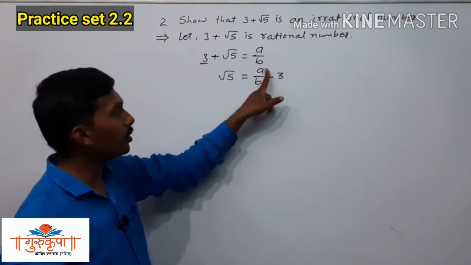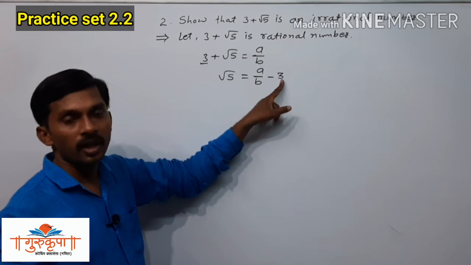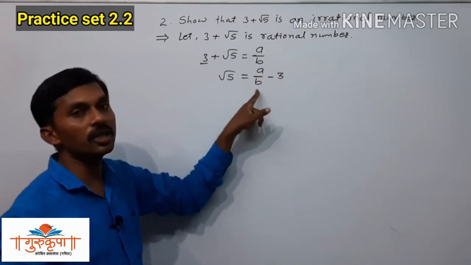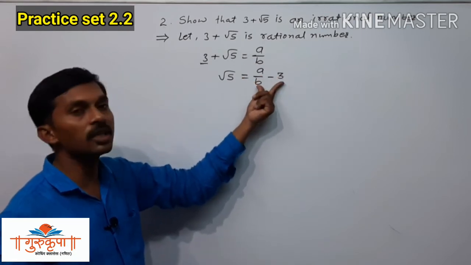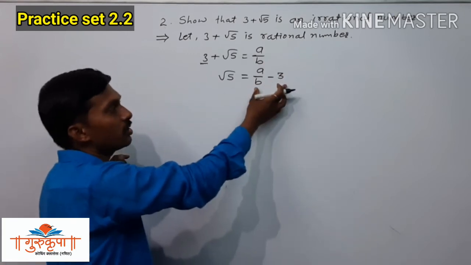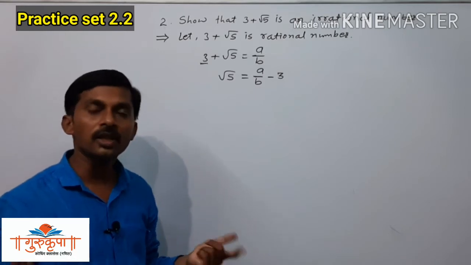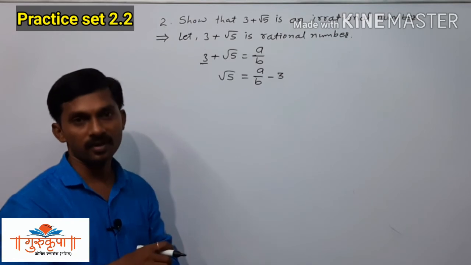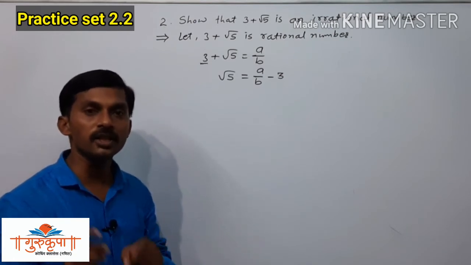Now here A upon B is rational number, 3 is a rational number, and we know that the subtraction of the two rational number is always rational. So here RHS is rational and LHS is irrational, which is again impossible, or you can say that it is contradictory. It is contradictory means it is wrong, it is false, it is incorrect.